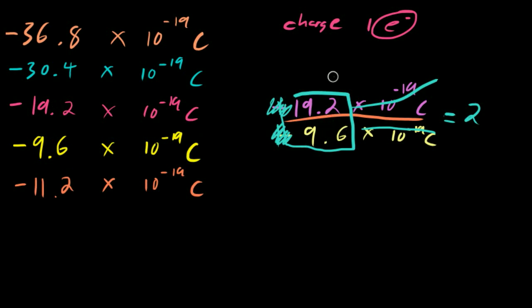So now let's start taking some more ratios. Let's take the ratio of minus 11.2 times 10 to the minus 19 coulombs, divided by our first guess for what the charge is on one electron. We'll drop all this other stuff for right now so it looks a little bit nicer. So we have minus 11.2, and we just have to divide that by 9.6. And let's see what we get.